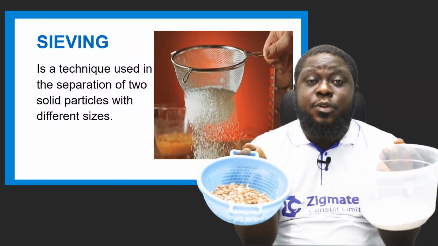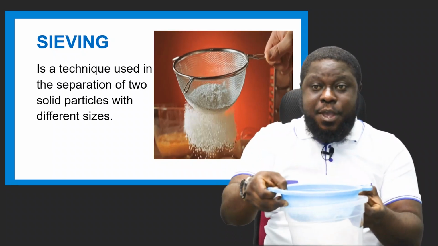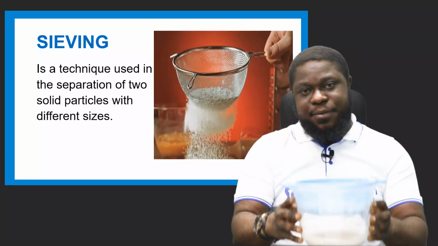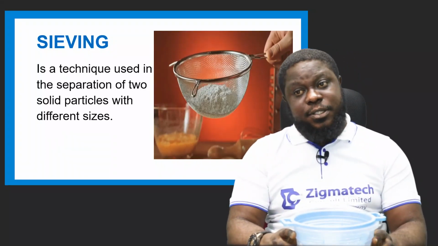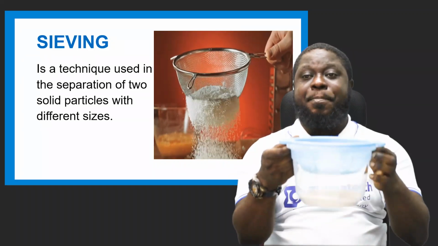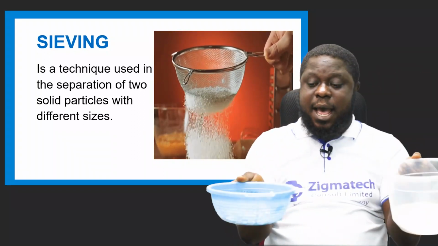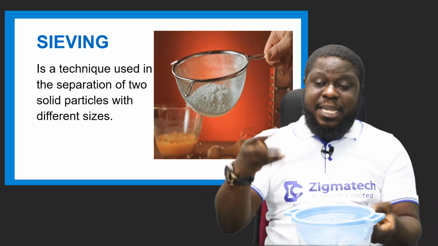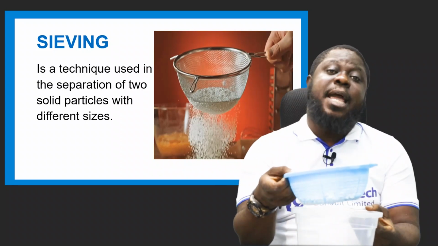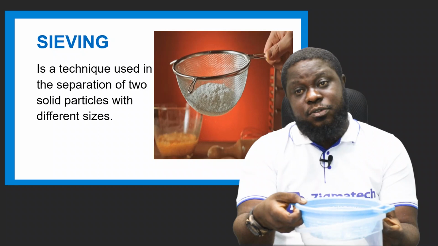The process of separating this garri and beans using a sieve, because of their different sizes, is called sieving. So in essence, solid particles of different sizes can be separated by sieving. As you can see already, the garri is inside here and the beans is here. Instead of stressing yourself picking the beans one after the other, separation technique makes you save time when you want to separate mixtures.